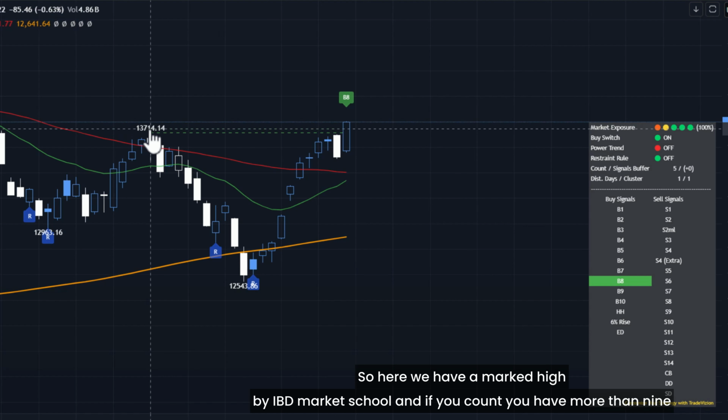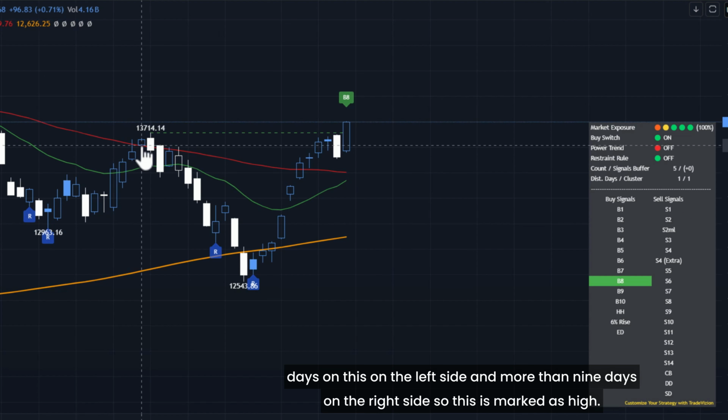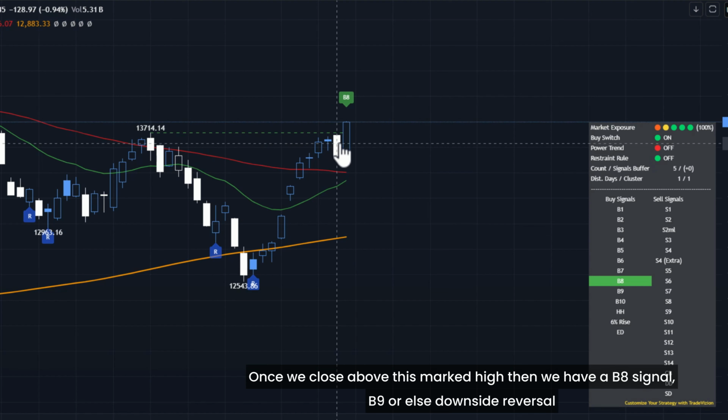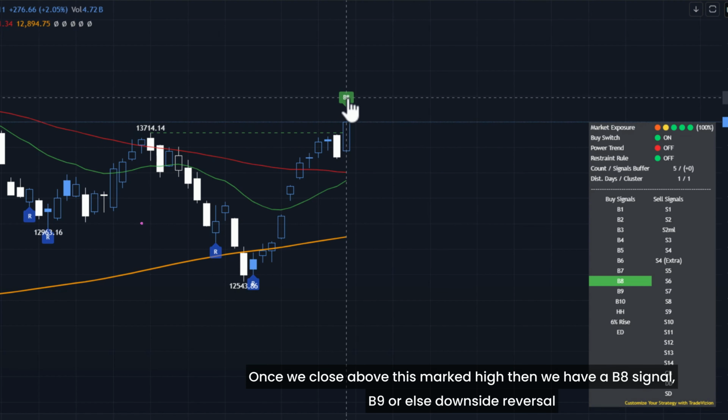So here we have a marked high by MarketSmith, and if you count, you have more than 9 days on the left side and more than 9 days on the right side. So this is marked as high. Once we close above this marked high, then we have a B8 signal.